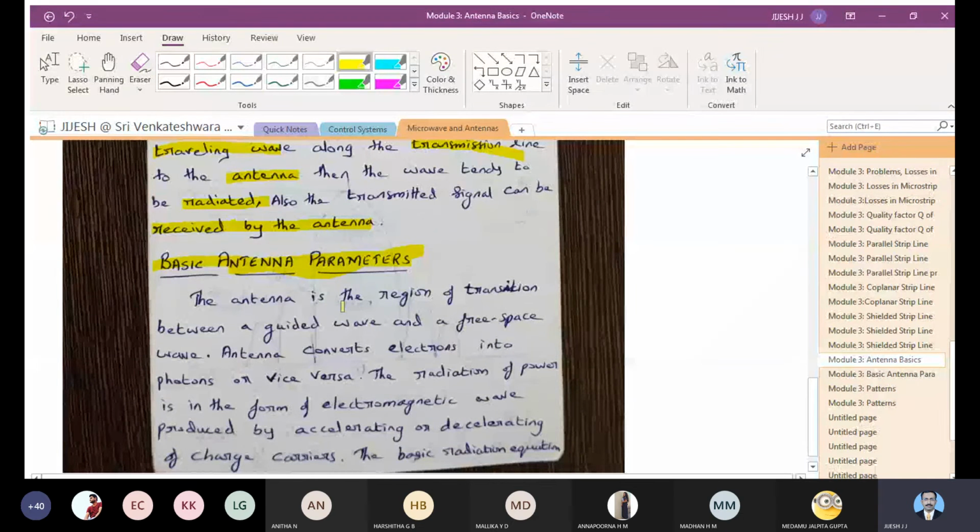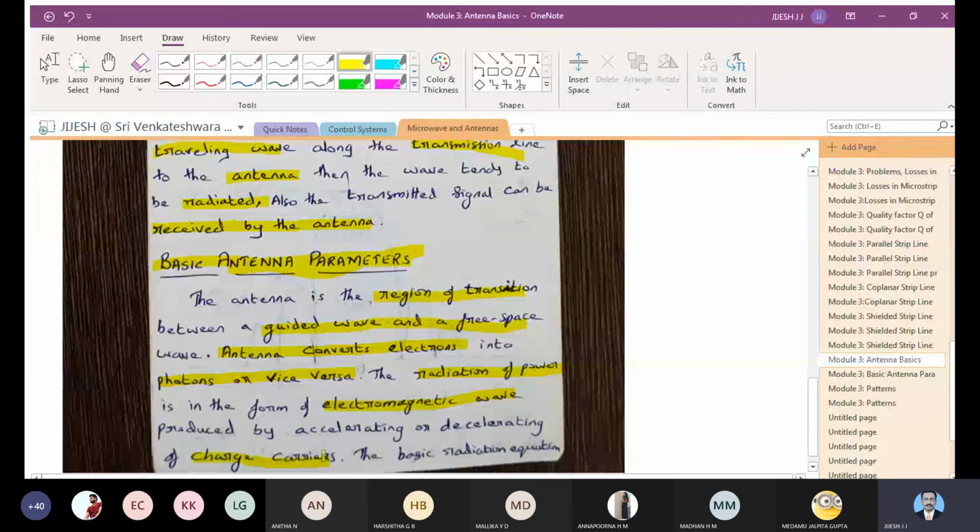So antenna is the region of transition between the guided wave and a free space wave. Antenna converts electrons into photons or vice versa. The radiation of power is in the form of electromagnetic waves. So this is very important. You should know that the radiation of power is in the form of electromagnetic waves. They will ask you in the viva how the antenna transmits the signal, and the signal being transmitted is electromagnetic waves, produced by accelerating or decelerating the charge carriers.